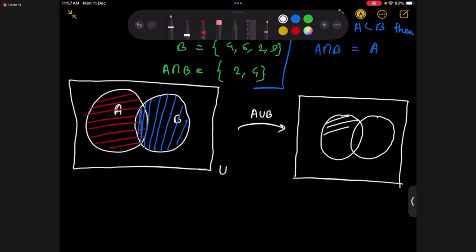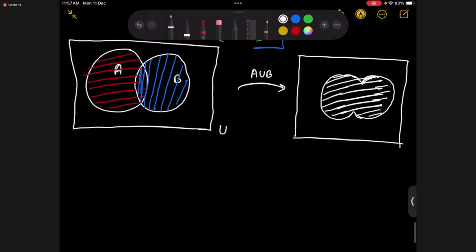All the elements like this. Okay, so we can just rub this thing here and we can say like this. So A union B means all the elements in this set, and it is A union B. And what about A intersection B?